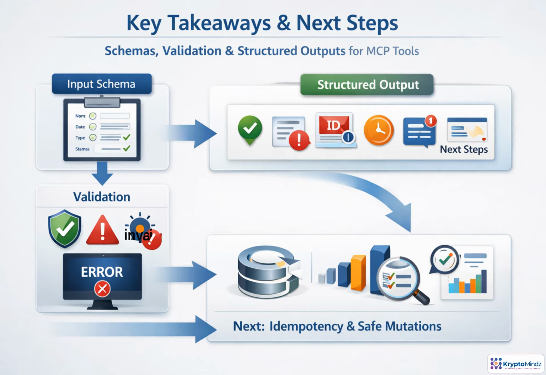The core lesson is simple. Reliable MCP tools start with reliable interfaces. Define a precise input contract, validate every runtime request, and return results in a stable, structured shape. That gives clients predictable behavior, useful errors, and safer AI interactions. Next, we'll extend this foundation into idempotency, side effects, and safe mutations in production workflows.